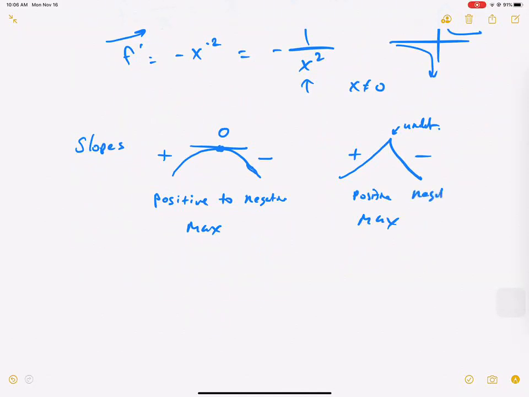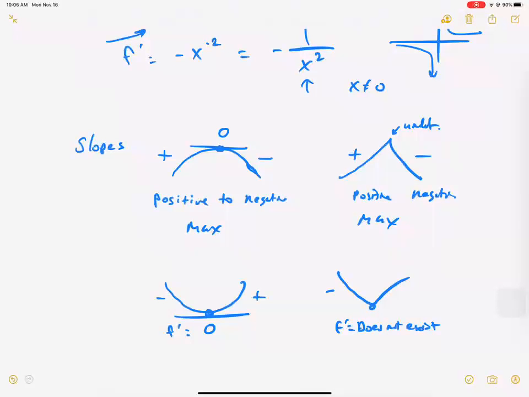How about if we go the other way? The slope is 0 here, and on our graph this one is pointed, so this does not exist. These are f primes, our derivatives. The slope changes from negative to positive. Negative to positive, we have for sure a minimum.